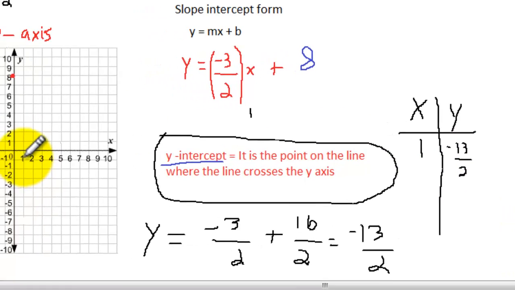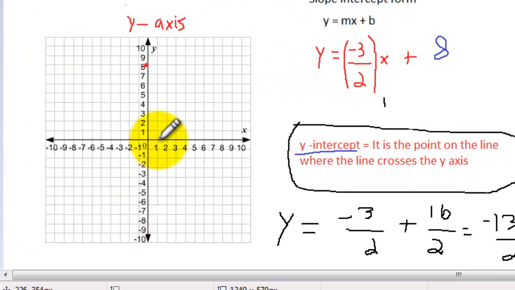So now we're going to go over 1, and we're going to go down 6.5 places, because it's negative, and that will put us right there. And that's another point on the line. And that's how you know you're building the line that this equation represents.